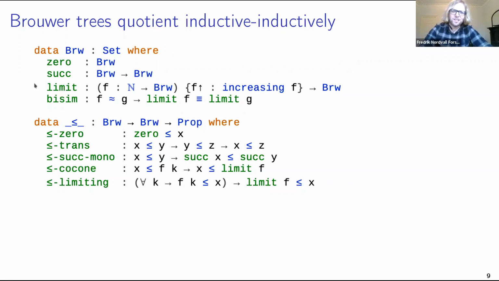So this time we define a quotient inductive type. I don't think you can get away with doing this any other way, and I'll tell you why in a second. So it's the same idea. We have a 0, a successor, and a limit. But for the limits, we first of all insist that the sequence is strictly increasing.